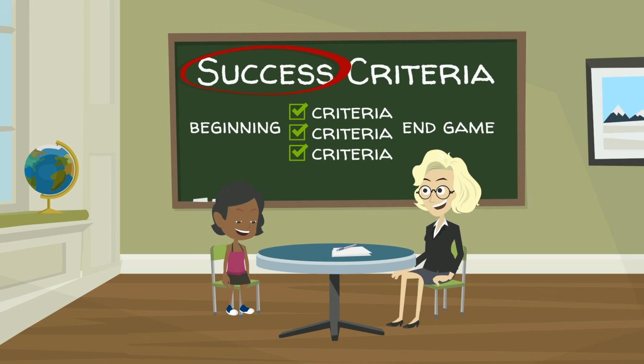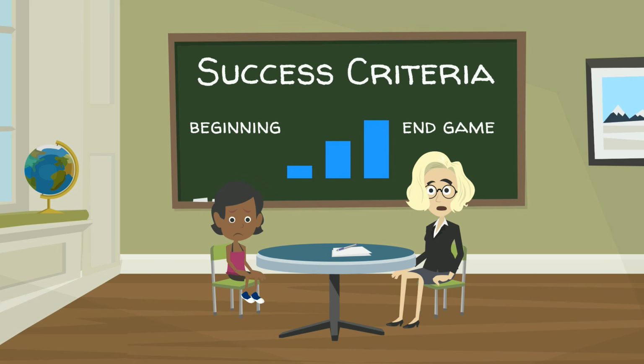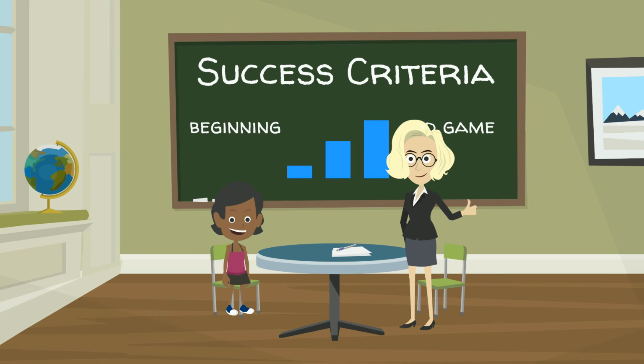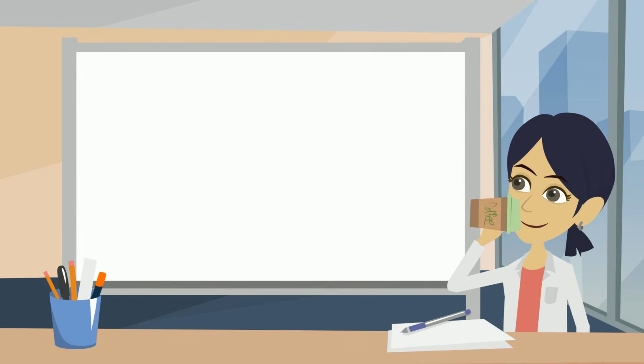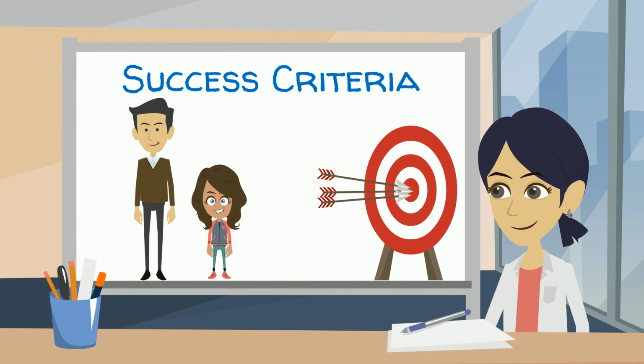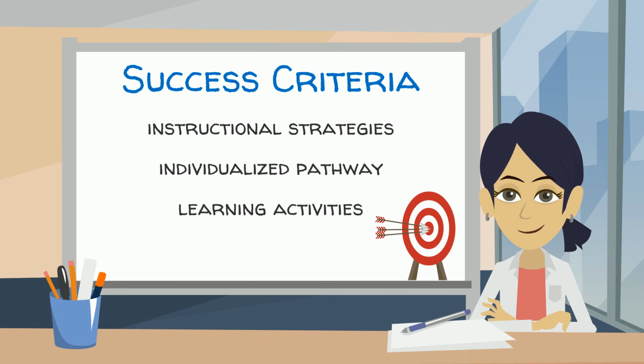This criteria also can be used by the students along the way to monitor their progress. Assessments should not be a game of stump the chump, with the teacher looking to fail as many students as possible. Remember, the goal is to provide the opportunity and appropriate support for all students to accomplish the goals. Determining the success criteria up front outlines the target for you and the students. This target is also a key factor in selecting your instructional strategies, individualized pathway, and learning activities.